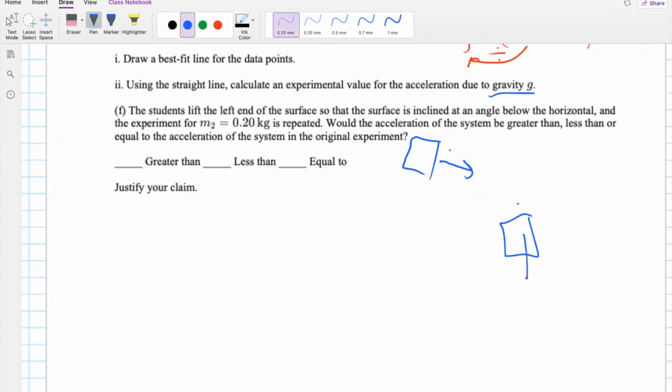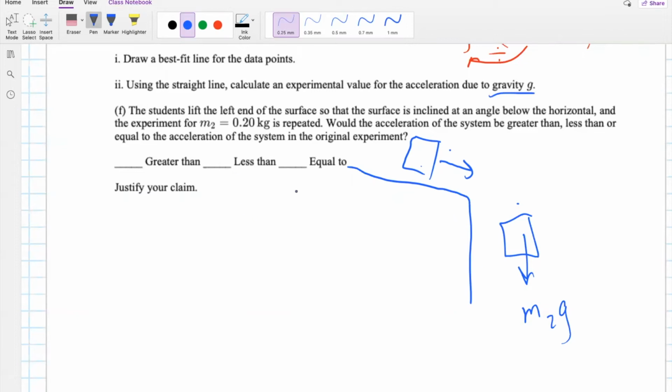Let me get a little more precise here. So originally on the frictionless table, the only force causing the 2 blocks to move was the weight of block 2. But if we incline the table, now we have a component of the weight of block 1 also acting to accelerate the system. So because of this extra g sine theta term, we're going to have not just the acceleration as m2g divided by m1 and m2.